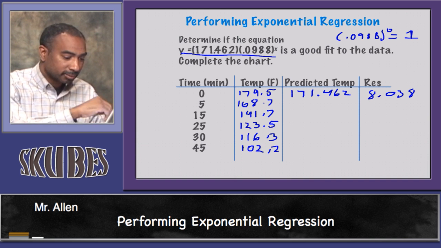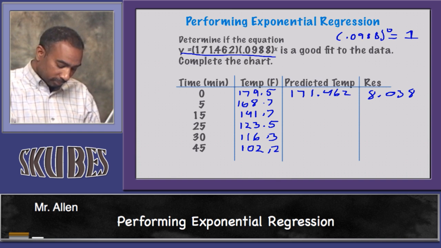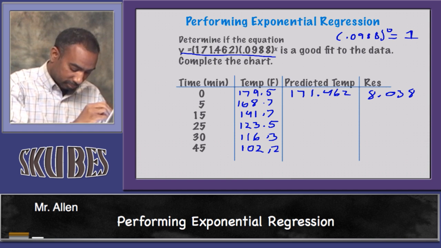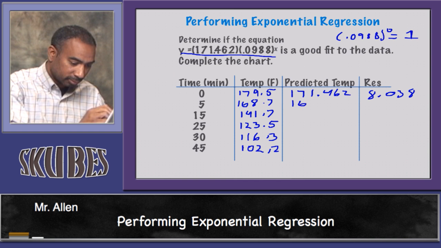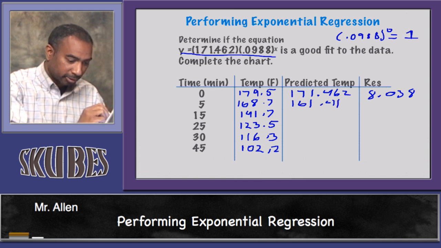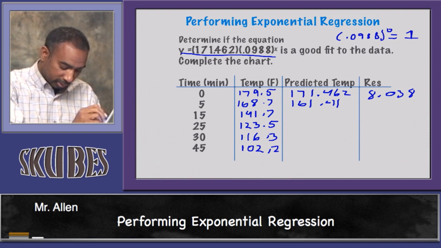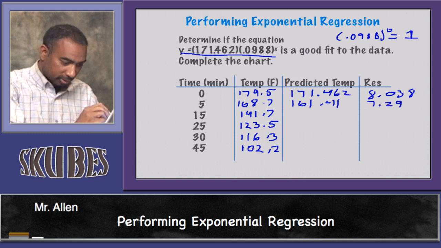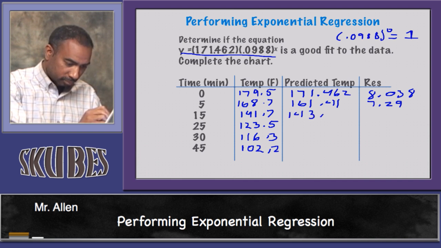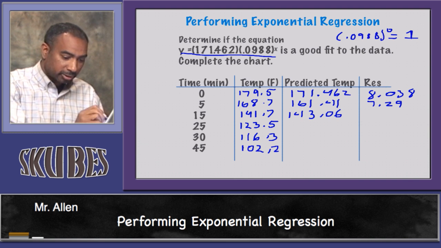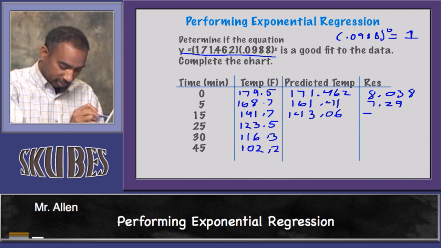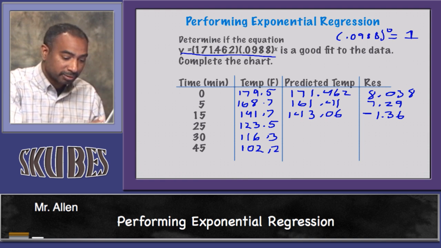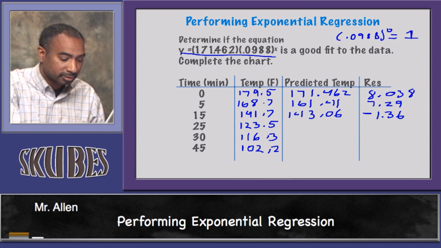You're going to plug in 5 for x and get the predicted temperature, subtract it from the actual temperature. So if you plug in 5 for x here, you should get this result, 161.41, and you can subtract that from the actual temperature, and the difference would be 7.29. And you keep going with the process. Now this one, you're going to get a negative because this is larger than the actual temperature, which is okay. Because remember, with the good fit, you have to have positive and negative residuals on both sides of the x-axis.